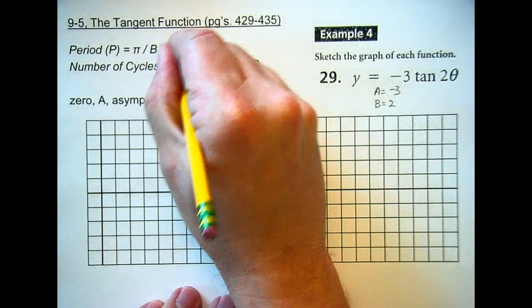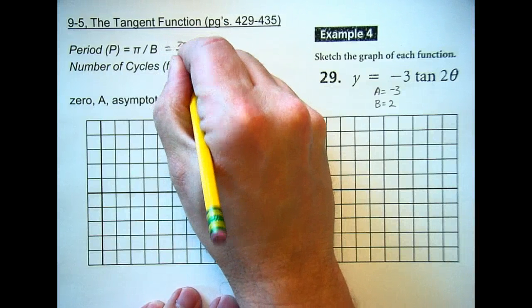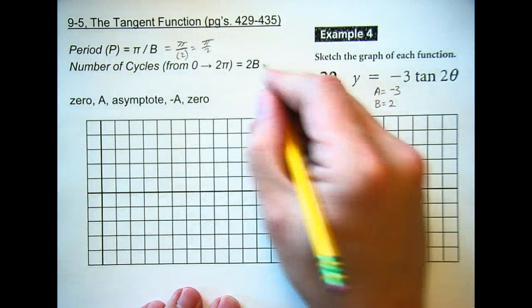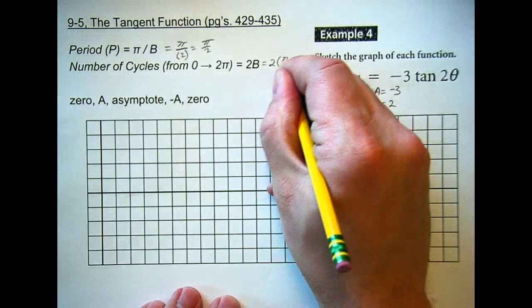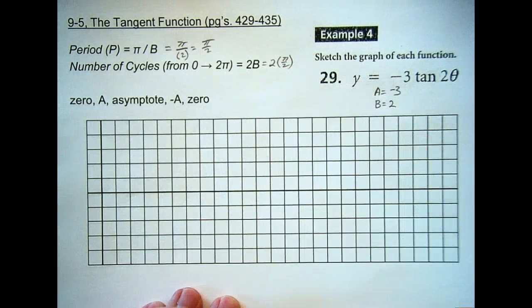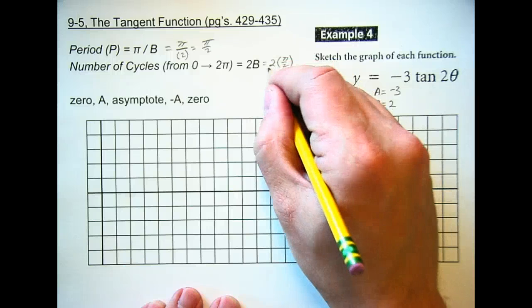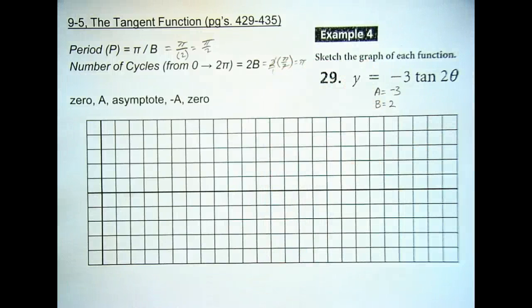Period is pi over b, which is pi over 2. All right? 2b is the number of cycles, or 2 times pi over 2, which is pi. There we go. Graph it.